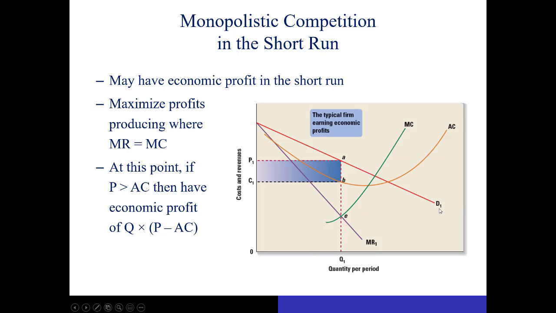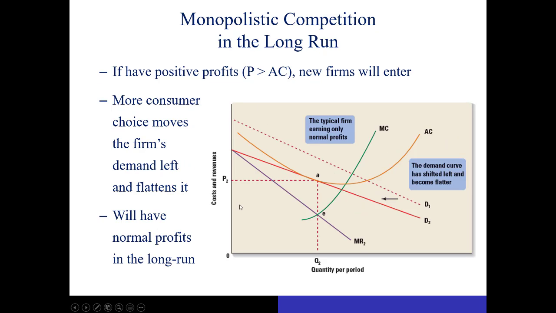So the demand curve is going to shift to the left, and because of the greater amount of substitutes available, it will flatten out. And that will occur until we get zero economic profit. So you can think of this demand curve and marginal revenue curve as shifting to the left and flattening out until it gets to a point where the profit maximizing quantity will yield a price equal to the average cost, like in this diagram here.